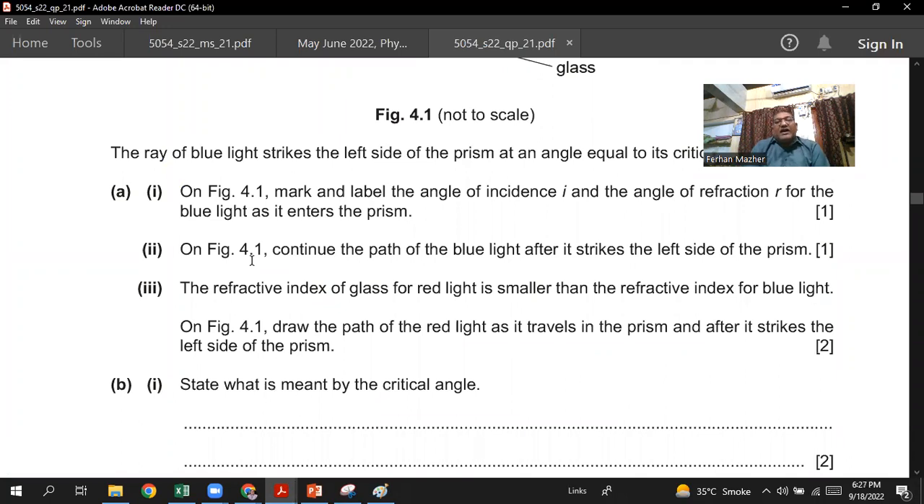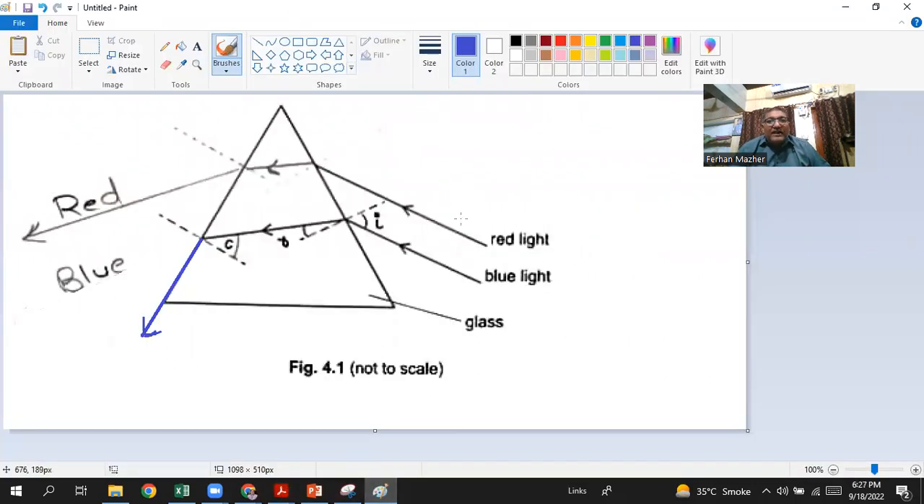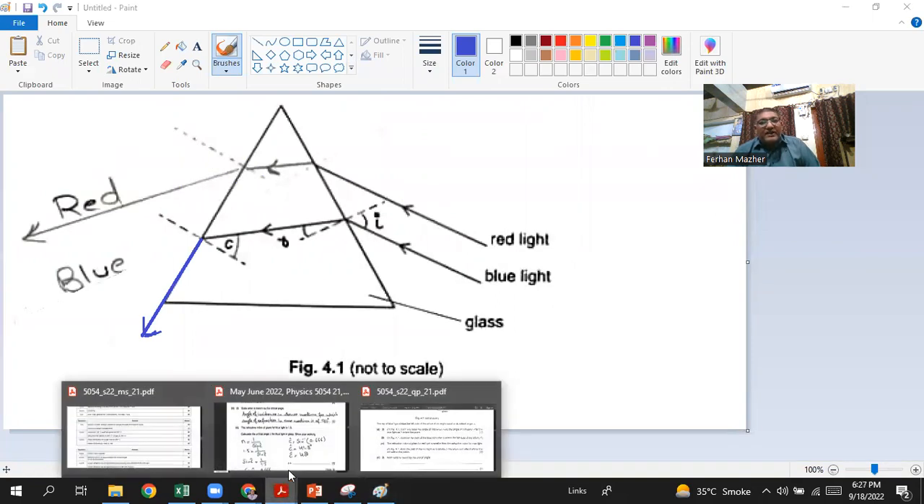Then they say the refractive index of the glass for the red light is smaller than the refractive index for the blue light. On figure 4.1, draw the path of the red light as it travels in the prism and after it strikes the left side of the prism. Let me show you. I have done that. The red light will bend like this. Here it will bend towards the normal, and when it comes out from the dense medium into the air, it will bend away from the normal. So this is how you will draw for the red light.